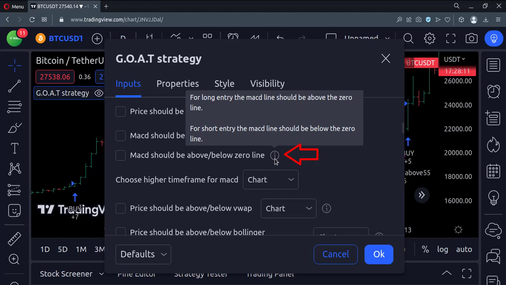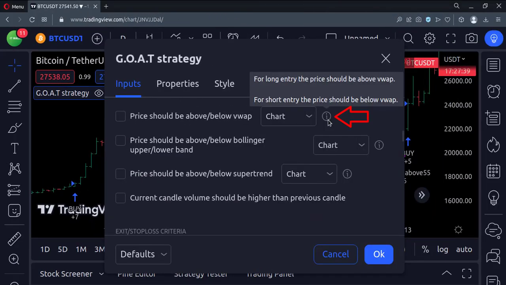Then we have another MACD criteria, which says that for long entry, the MACD line should be above the zero line. And for a short entry, the MACD line should be below the zero line. From here you can choose the higher time frame MACD. Let's see the next one.